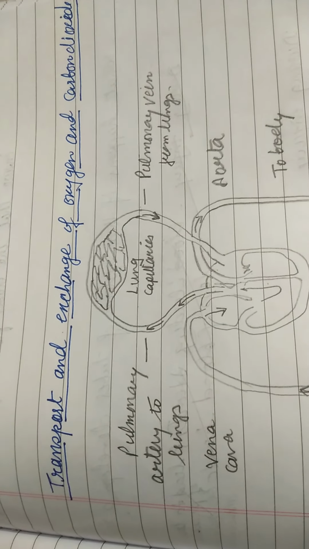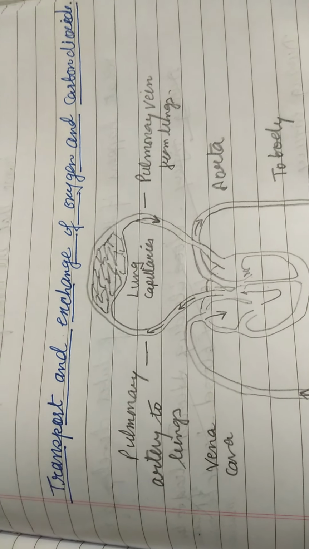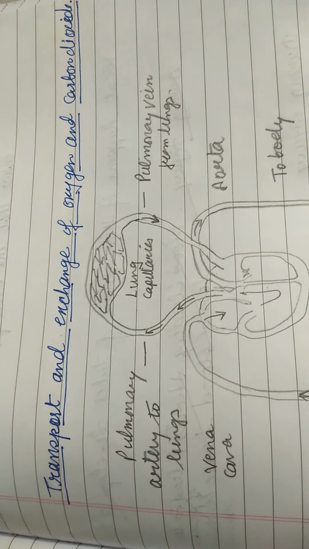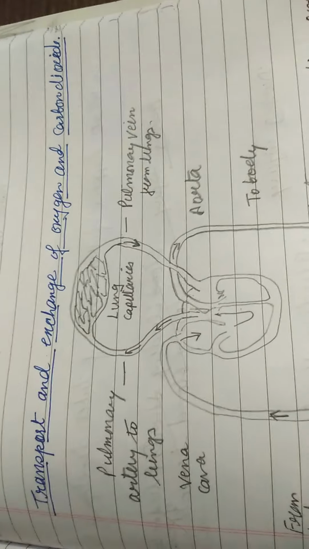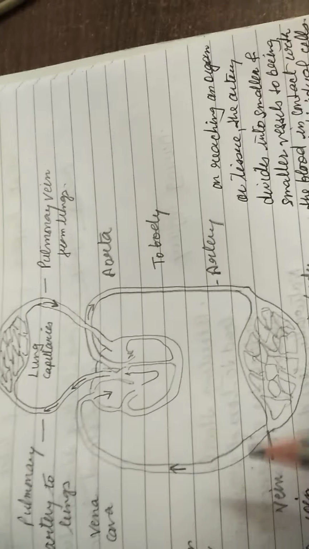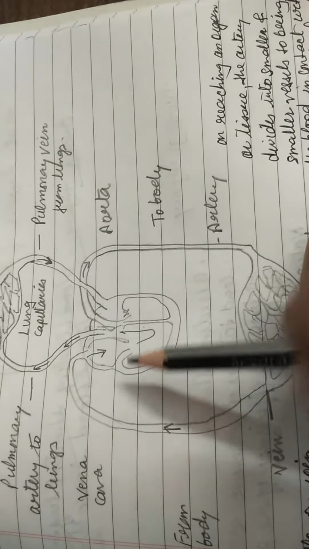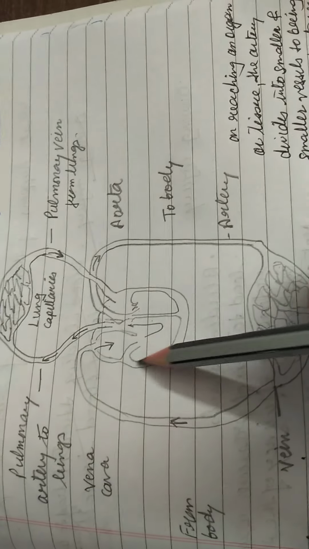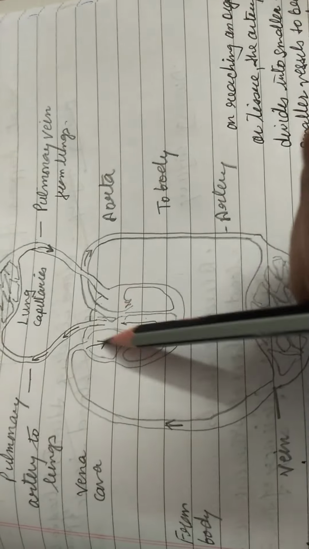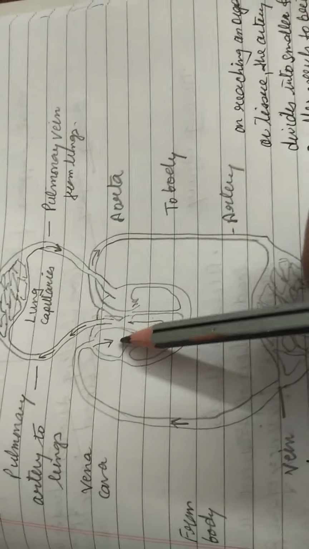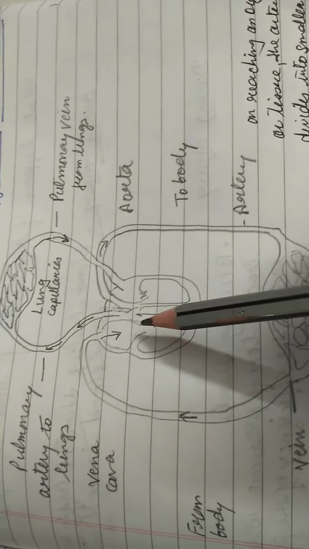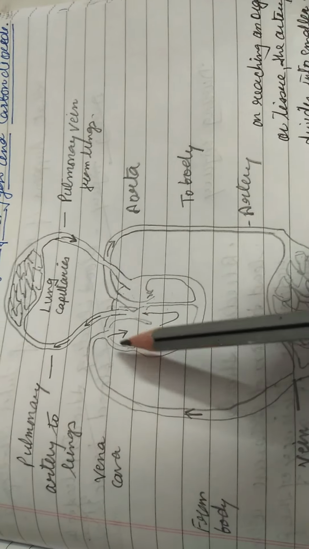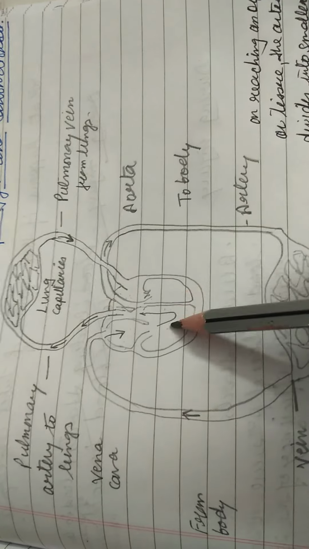In this video we will do a topic that is transport and exchange of oxygen and carbon dioxide, right? So let's discuss this. In the previous video we discussed the structure of the heart. We know that the human heart, or a mammalian heart, is divided into 4 chambers: 2 upper chambers and 2 lower, so 2 auricles and 2 ventricles.